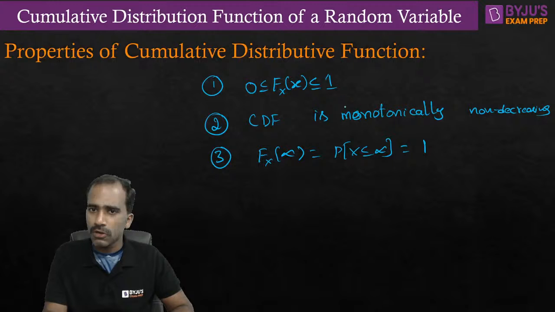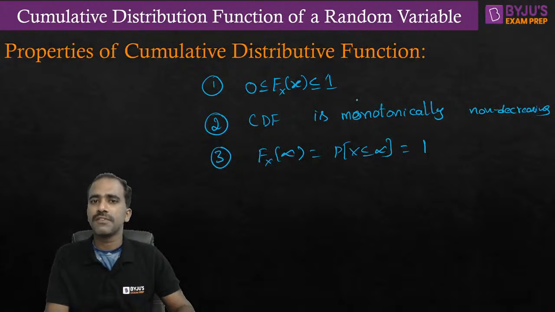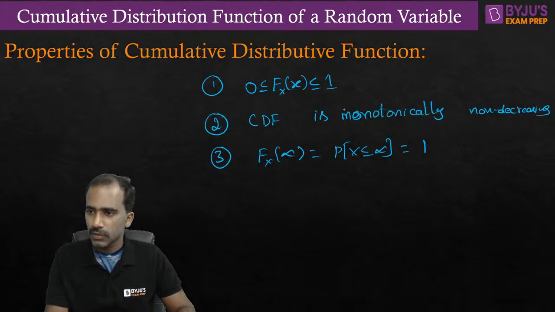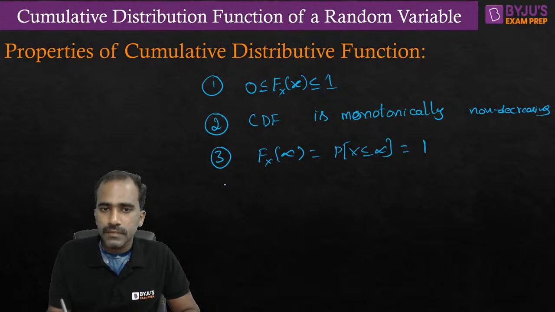Okay, if it is satisfying all these three properties, yes, it is representing a CDF. If it is not satisfying at least one of these properties, it is not a CDF function. A function which satisfies these three properties, we can call it a CDF function. Okay, right. So how about other observations?